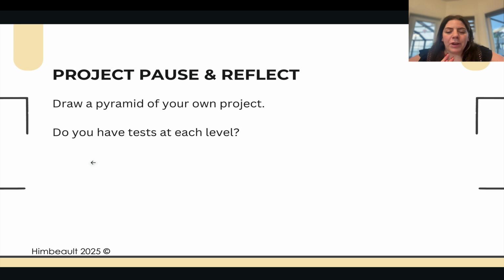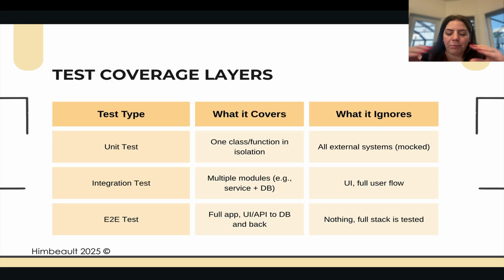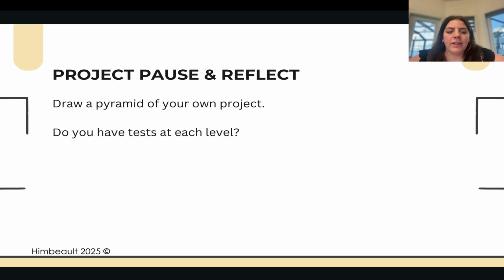So draw a pyramid of your own project's test suites. And do you find that you have tests at each of the different levels? So go ahead and draw yourself out a pyramid. It's okay if it only has 3 levels, the base being unit, then integration, then end-to-end. And go and check that you have tests at each level and see if you have any gaps. See if we're missing any classes or functions, any functionality or behaviors, any features. Is anything missing from our test pyramid?